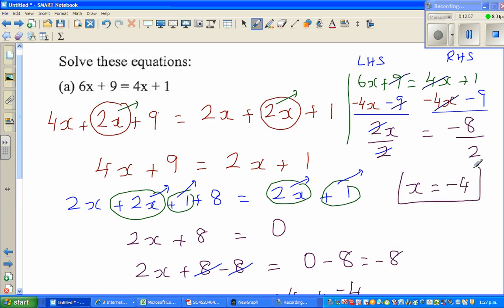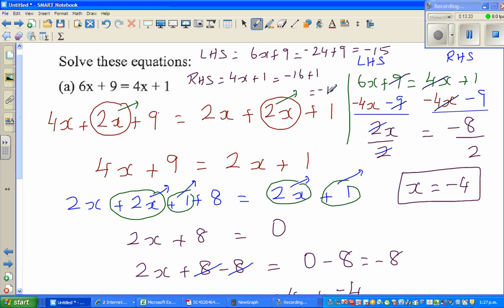Now, again, I would always check my answer, whether my answer makes sense. So let us do it here. Left hand side is 6x plus 9. So you go 6 times negative 4 is negative 24, plus 9 is negative 15. You can use a calculator. Your right hand side is 4x plus 1, which is 4 times negative 4 is negative 16, plus 1, which is also negative 15.